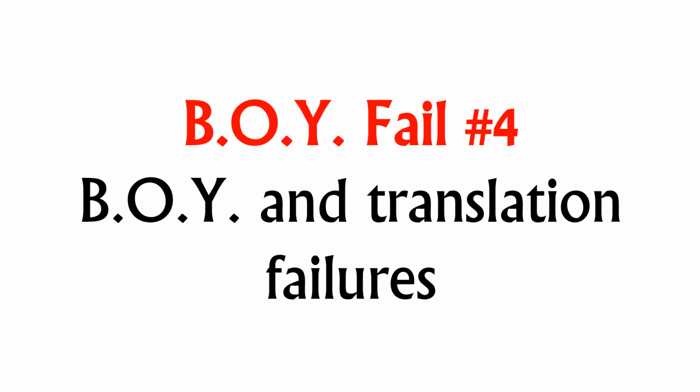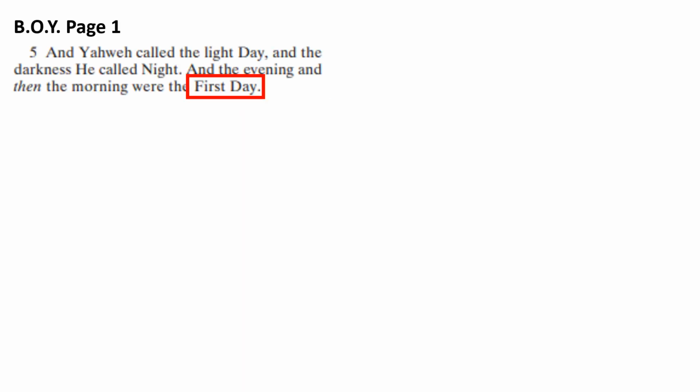So now we can get into some actual translation fails. We did a lot of failures in terms of how they present their book and the background of it, but now let's get into actual places where they mistranslate things. So on page 1 of the BOY, they say that everything was created, and with the creation story, for example, they mention in their translation, "in the evening and then the morning, and the evening and then the morning were the first day." Well, this is wrong.